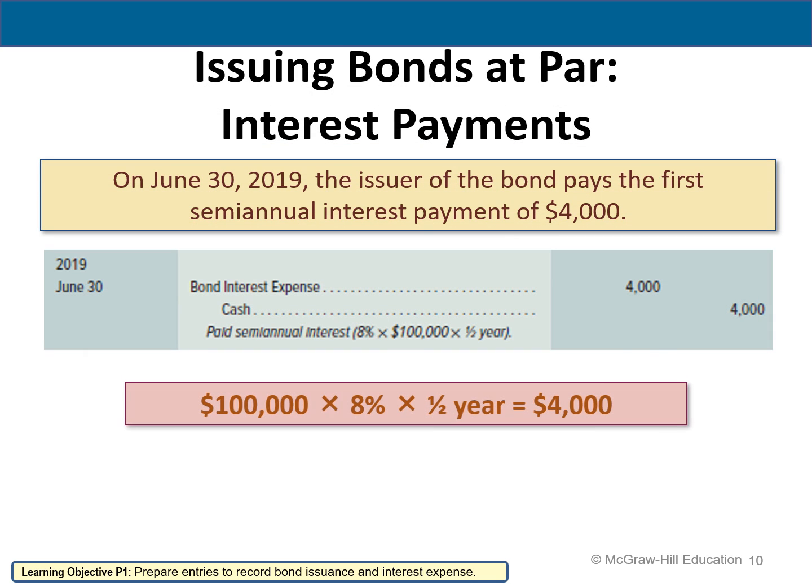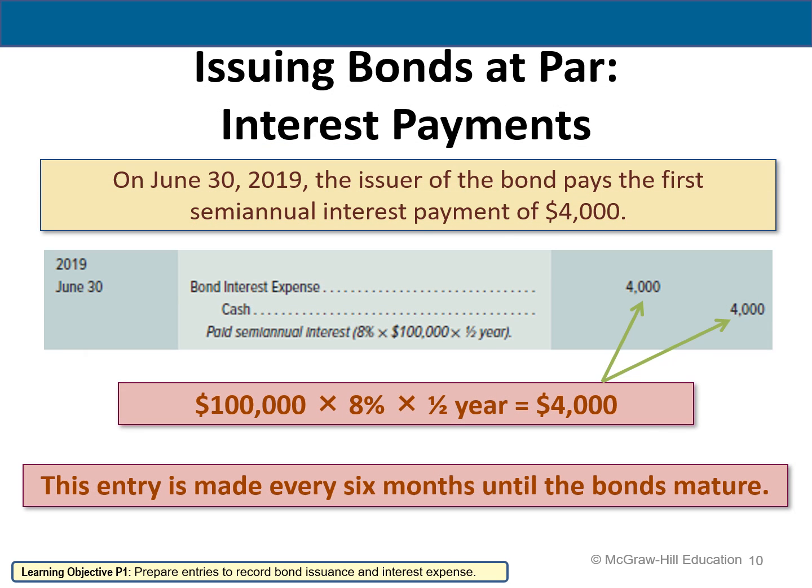And then when we make the interest payments, on June 30th, 19, the issuer of the bond pays the first semi-annual interest payment of $4,000. We're going to record a debit to bond interest expense and a credit to cash. So that's your 8% times your par value of $100,000 times half your year. And then every 6 months, the same entry is made until the bond matures.